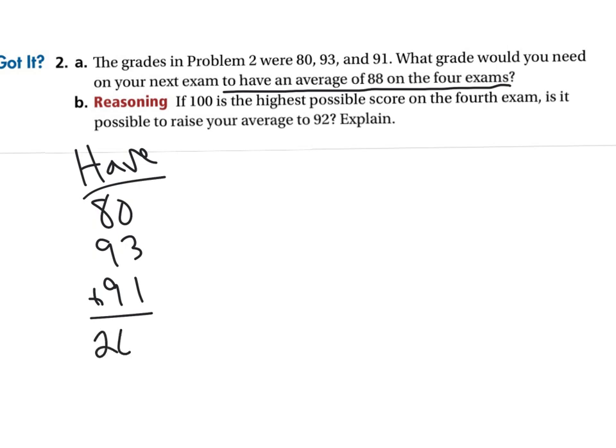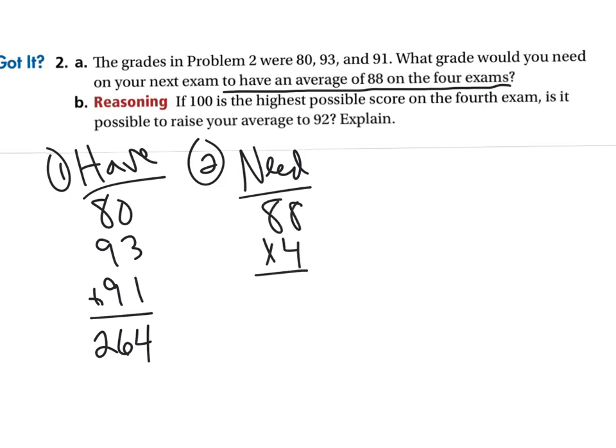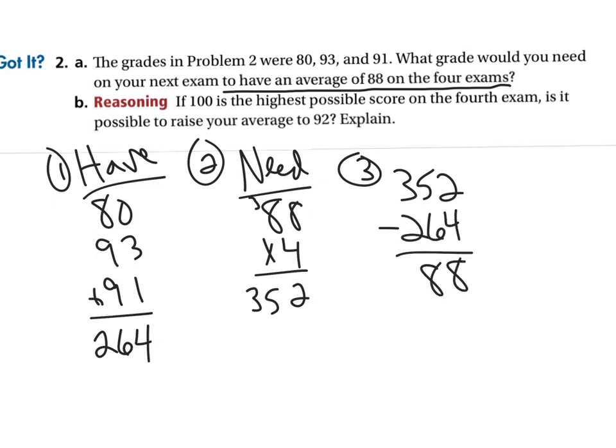So 264 is what we have if we're doing it this way. Then we could look at how much we need. If we had an 88 on each of the 4 tests, that'd be an average of 88. So that's 352. If you take 352 minus 264, you would get 88. So we need presumably 88% on the next test to have an average of 88. So our average going into that was 88, is what that tells me.